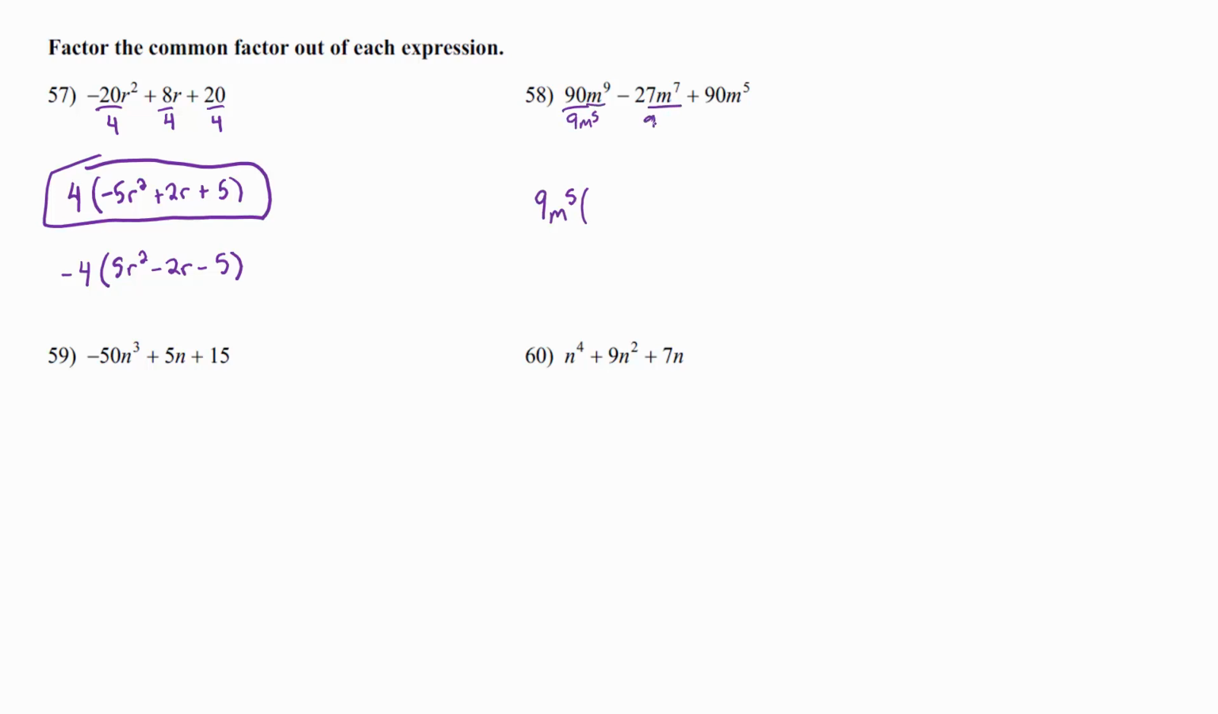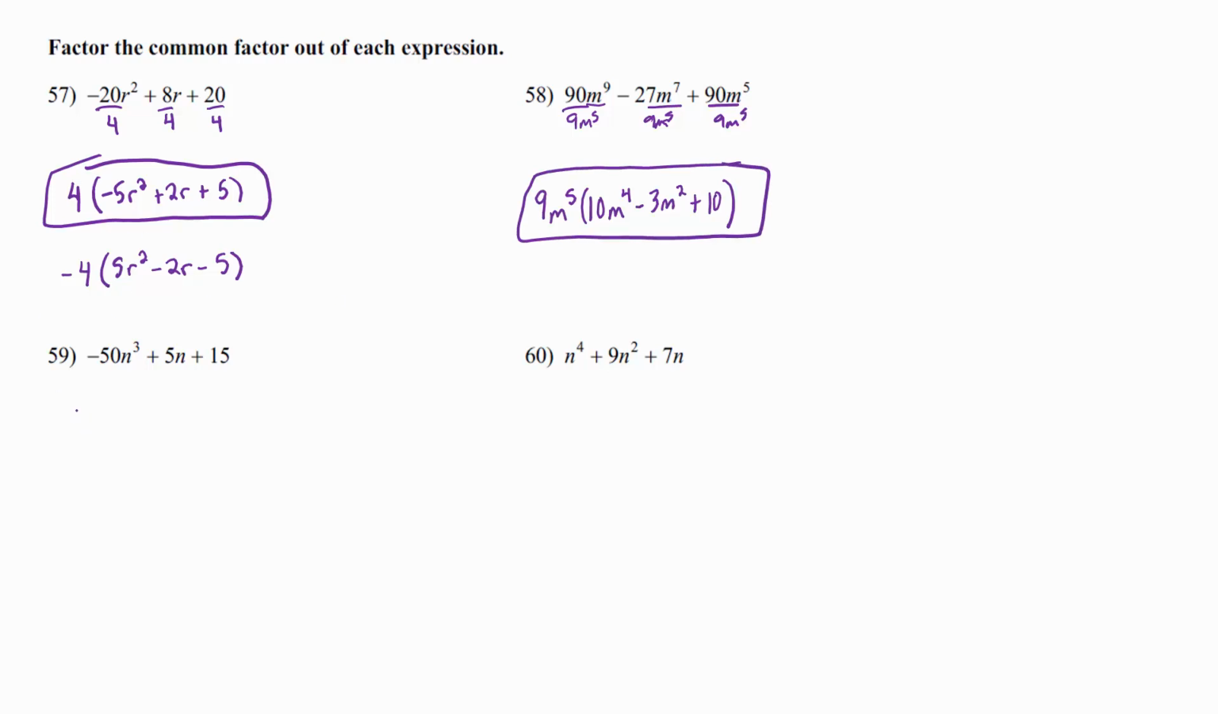So what we're doing here is we're just saying what happens, that's an m. What happens when I divide these all by 9m to the 5th? I get 10m to the 4th minus 3m squared plus 10 without an m because those m's cancel. And this would be our answer.